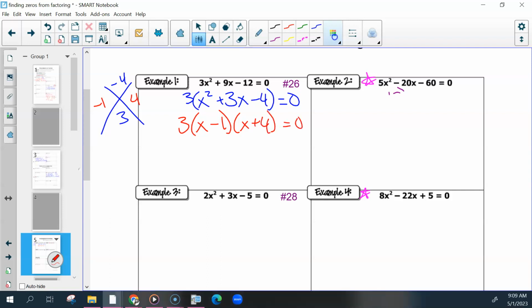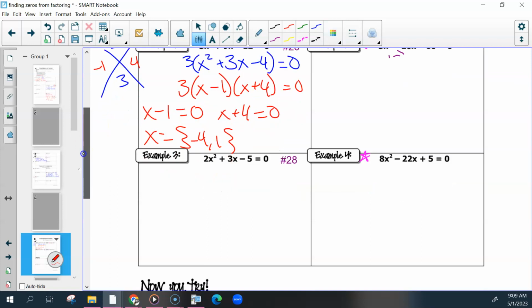When you get something like this, you can't set 3 equal to 0 because they don't equal. So you ignore that part. Unless it has a variable, that's the only time you set whatever's out here equal to 0. What would your solutions or zeros be? That works. So then example 3.